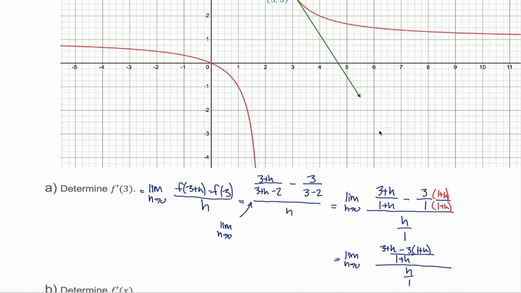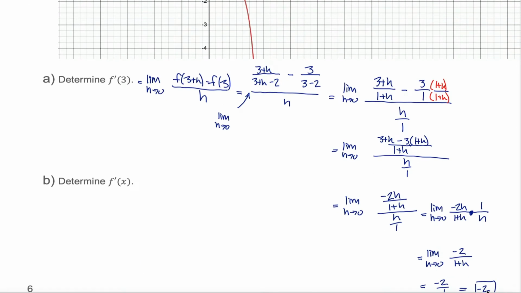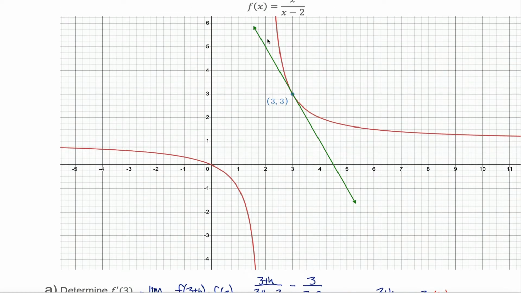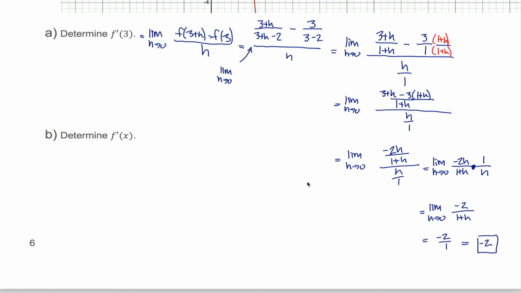The slope of the tangent line to this red curve at this point in blue, the slope of this line pictured in green, is exactly negative 2. Now that I know the right answer, I can redraw this tangent line a little bit more neatly so we can really see that slope of negative 2. We go down 2 units each time we go right 1 unit. f prime of 3 is negative 2.